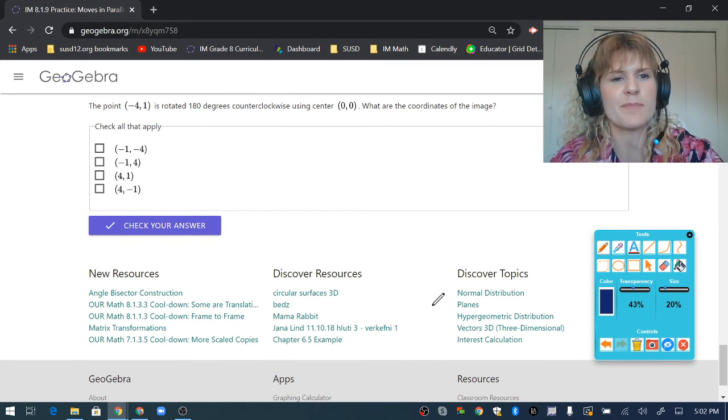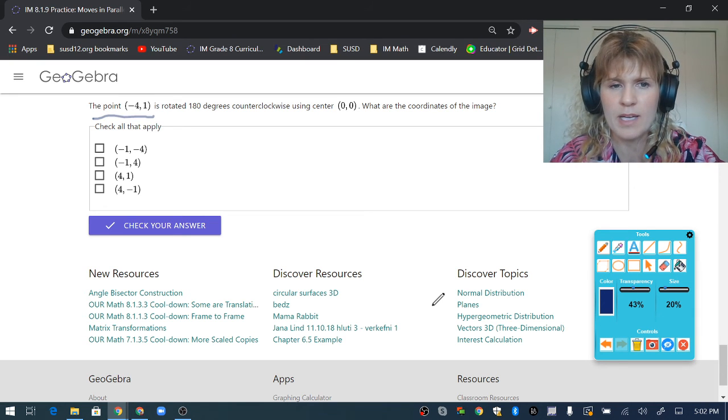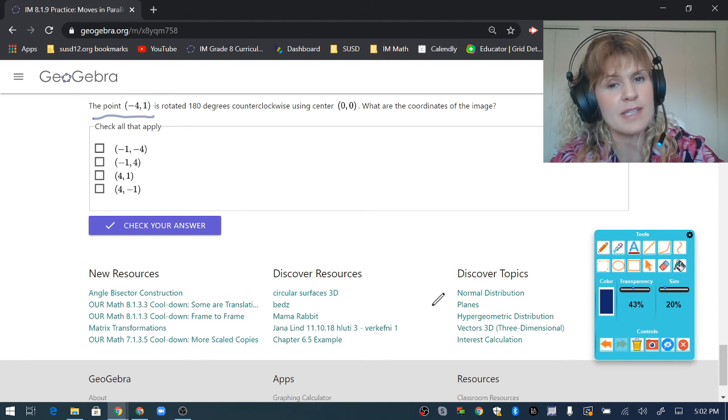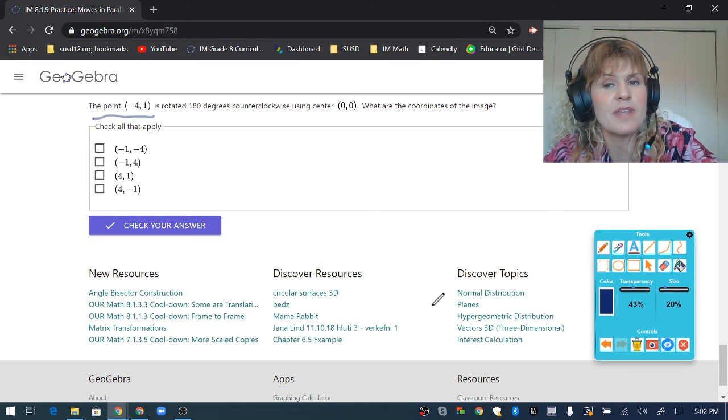Now I'll start the next problem. Read carefully. The point -4, 1 is rotated 180 degrees counterclockwise using center 0, 0. What are the coordinates of the image?